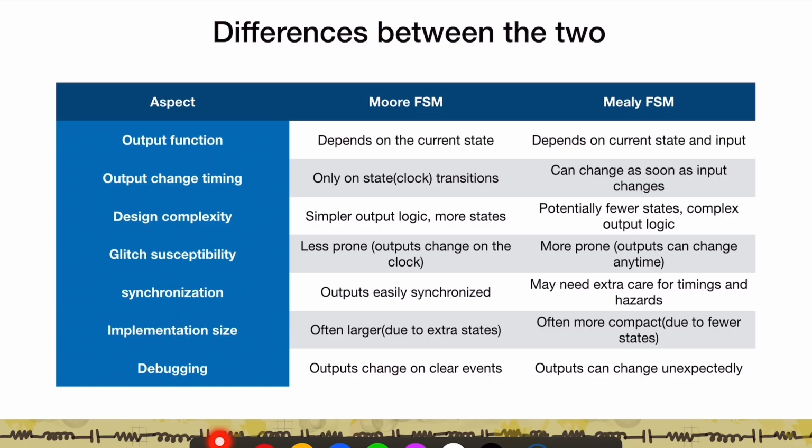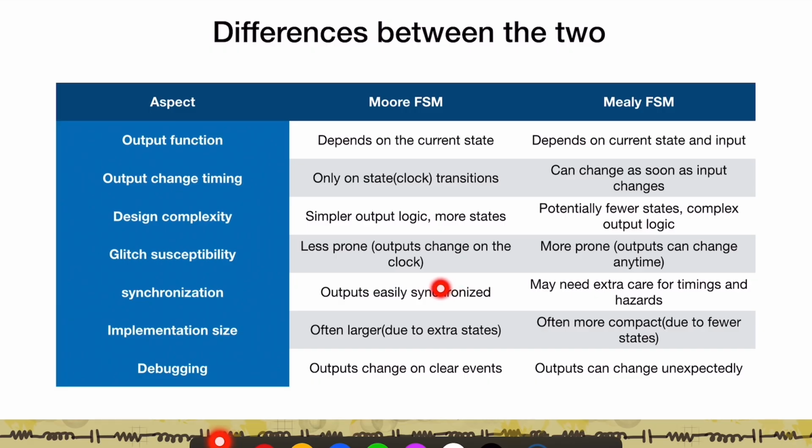Now, with respect to design complexity, because the output only depends on the state, you have very simple output logic. But that means essentially that if you were to design, you'd have to include more states because the output is going to be dependent on the state variable only. The Mealy lends itself to potentially fewer states, however, with more complex output logic. Because of the fact that the outputs only change at the clock edge, Moores are generally less prone to glitches, whereas in Mealy you need to worry about glitches and the impact they might have to your system output.